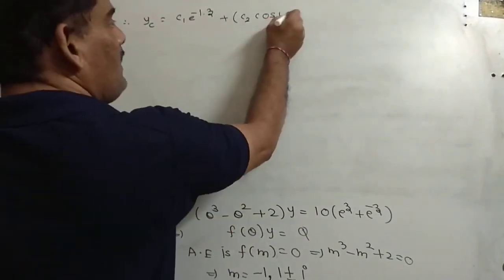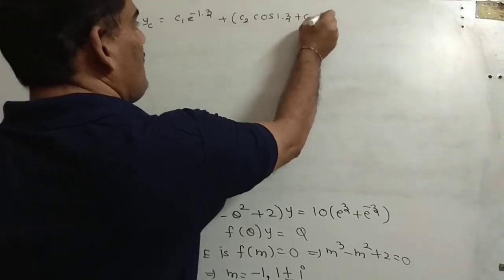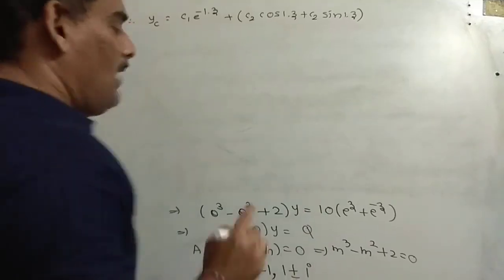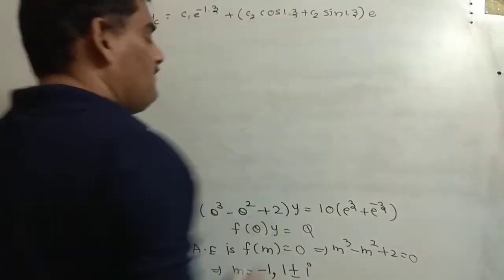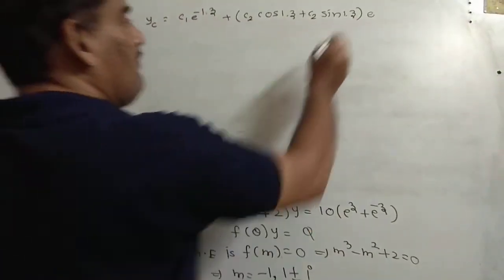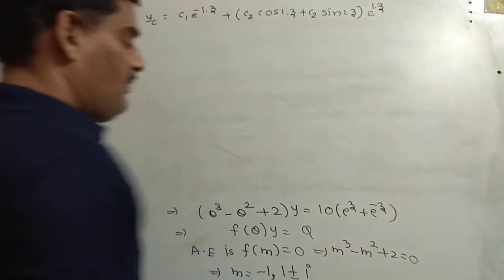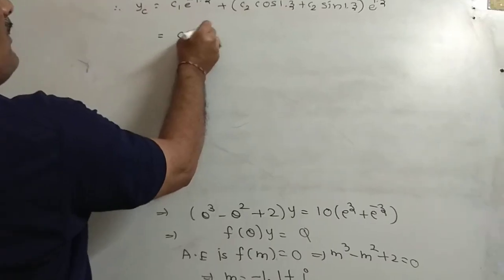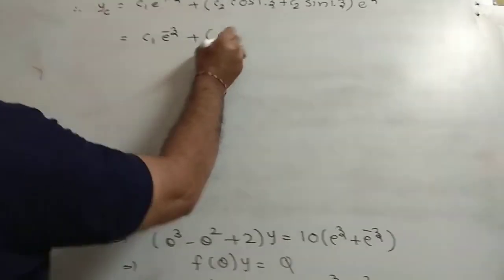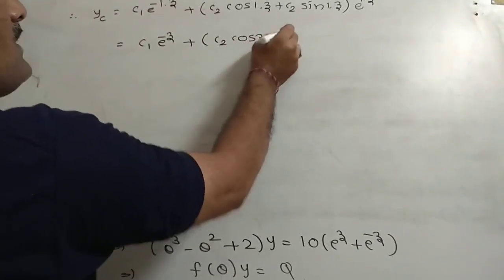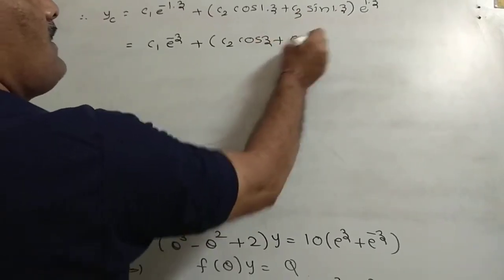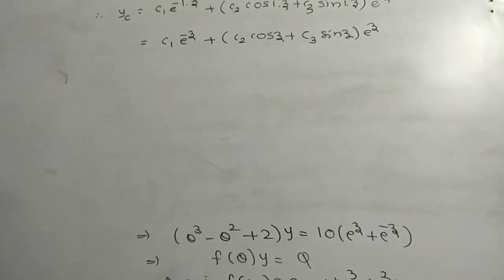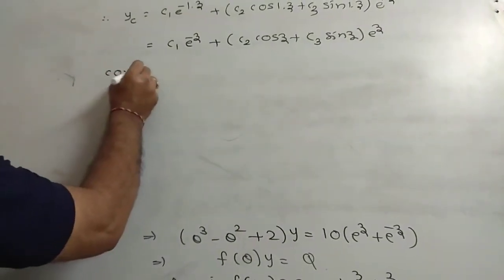C1 cos 1 into z plus C2 sin, the imaginary part 1 into z, multiplied by e to the power of, so what about the real part? 1, so 1 into z. So that is your YC, or I can write C1 e power minus z plus C2 cos z plus C3 sin z, of e power z.